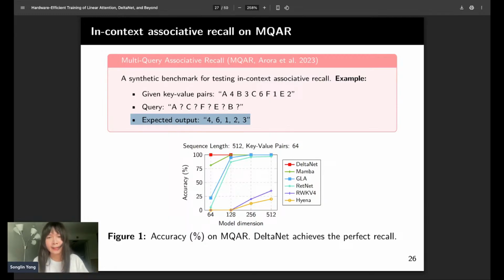But other sub-quadratic models like Mamba, GLA, RetNet cannot achieve perfect performance when the model dimension is small. We also discussed before that when the model dimension is small, the model can only have a small number of orthogonal key vectors in that vector space, and this is where the model can have a larger retrieval error. But DeltaNet has a better memory management mechanism, allowing DeltaNet to have perfect performance even when the model dimension is small.